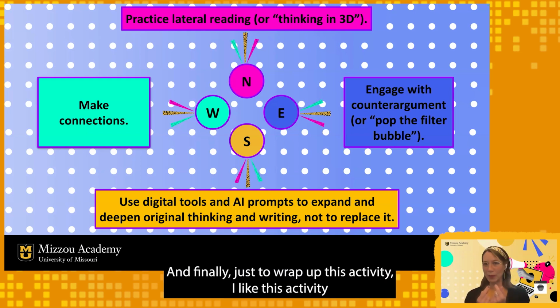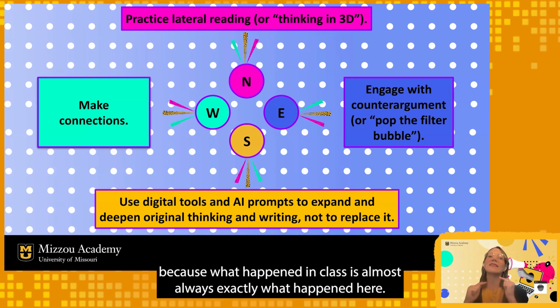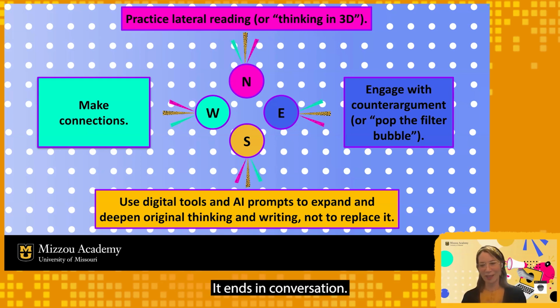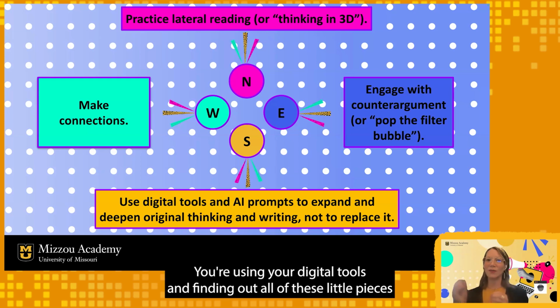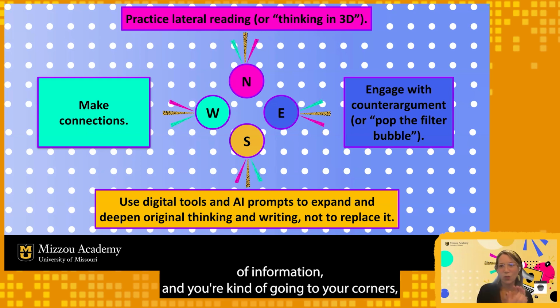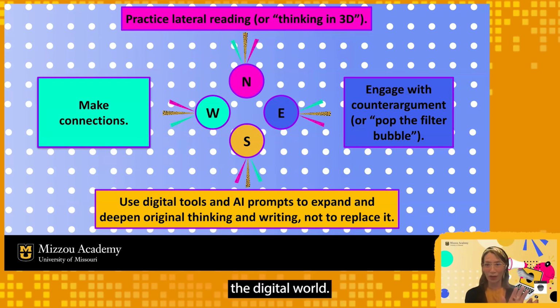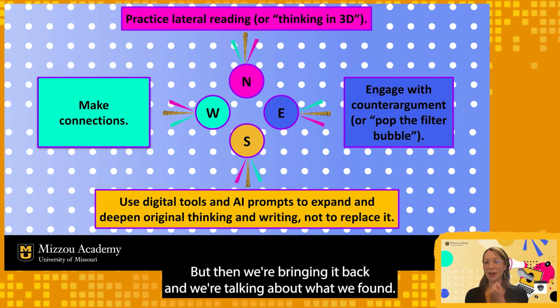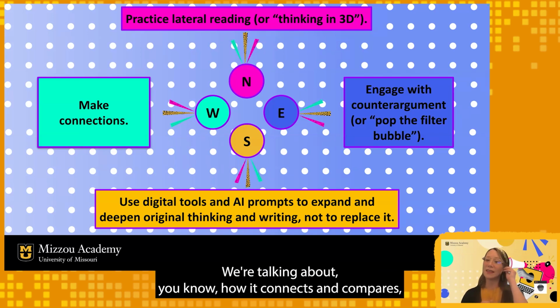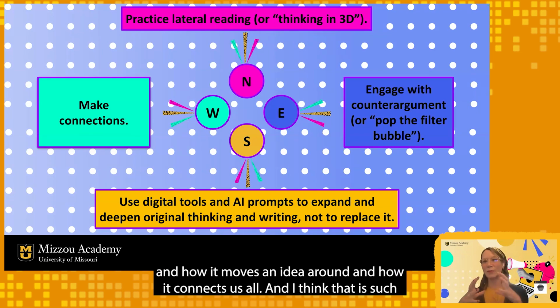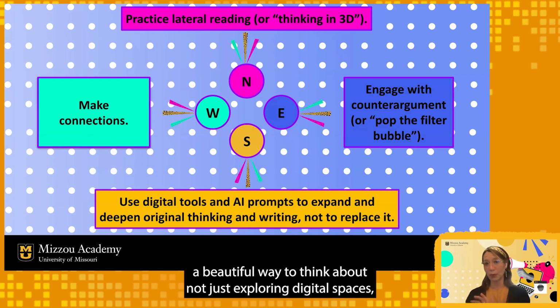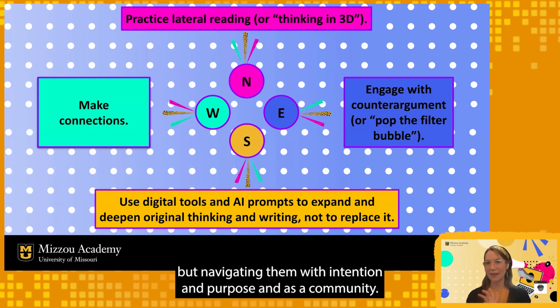And finally, just to wrap up this activity, I like this activity because what happened in class is almost always exactly what happened here. It ends in conversation. You're using your digital tools and finding out all of these little pieces of information, and you're kind of going to your corners, which is how a lot of us, and certainly how a lot of our students, experience the digital world. But then we're bringing it back and we're talking about what we found. We're talking about how it connects and compares, and how it moves an idea around and how it connects us all. And I think that is such a beautiful way to think about not just exploring digital spaces, but navigating them with intention and purpose and as a community.